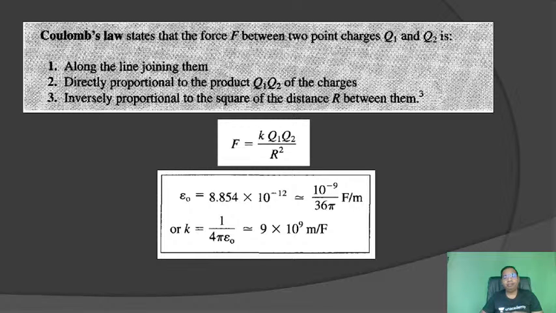In the same way, in magnetostatic fields, the Biot-Savart law as well as Ampere's circuital law are the important ones. Okay, so let's have a look at Coulomb's law as well as Gauss's law.